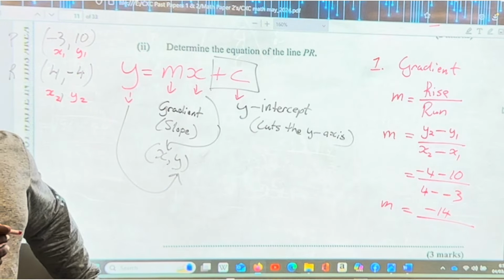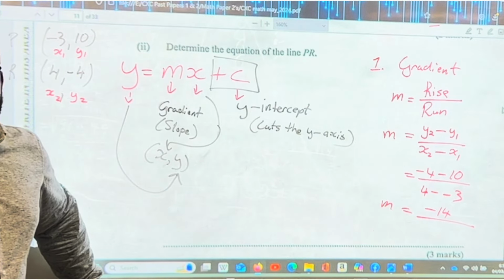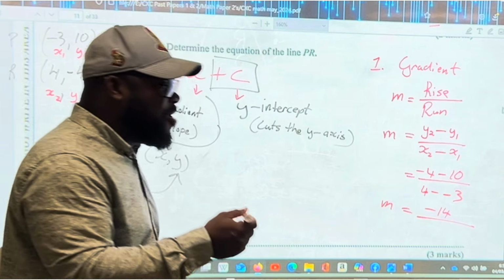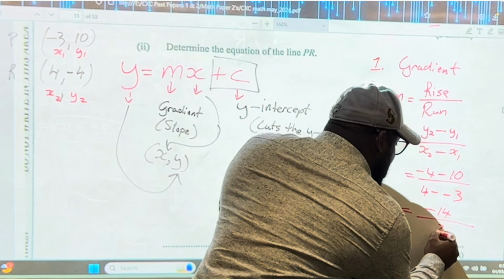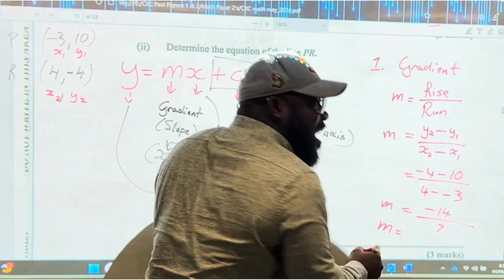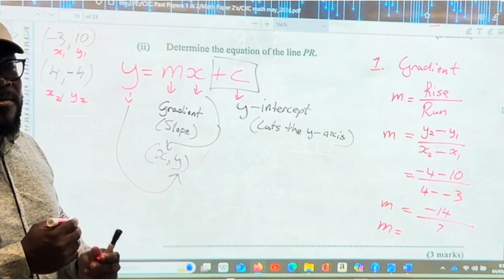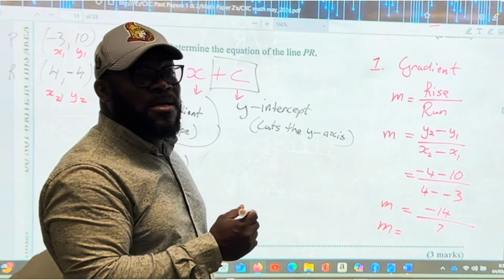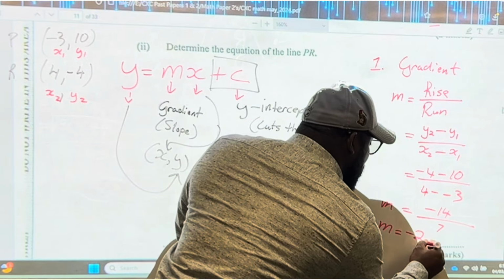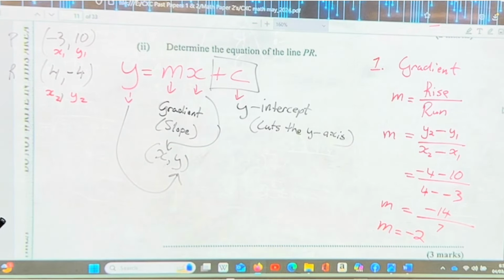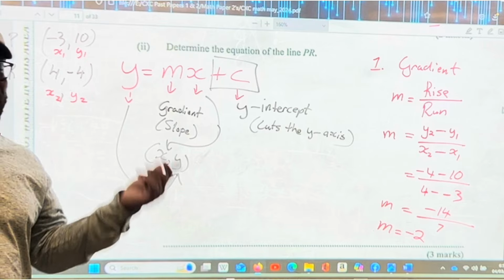Here we go, -14 over 7. What's the gradient? -2. That's an easy one to give. You get a nice gradient, a nice little number.